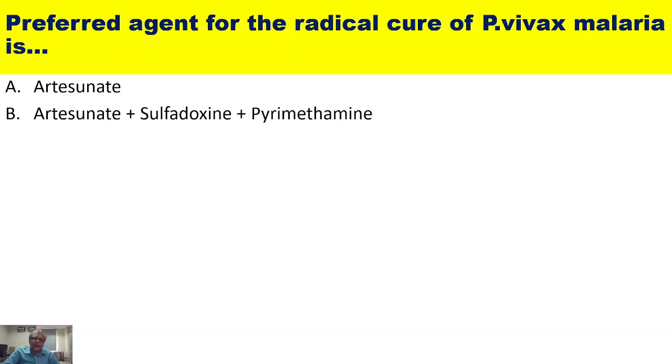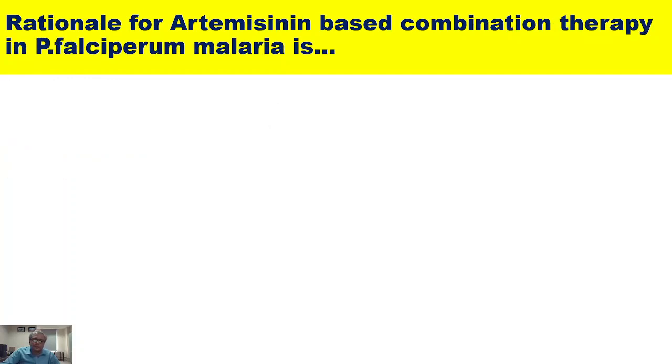Here the options are artesunate, then artesunate plus sulfadoxine plus pyrimethamine, that is ACT, then primaquine and mefloquine. Now primaquine is the agent which primarily acts on the exoerythrocytic phase as well as on the gametes. So here the correct answer is primaquine. Now if someone asks you what is the role of primaquine in P. falciparum malaria, in P. falciparum malaria, primaquine is used as a gametocidal agent.